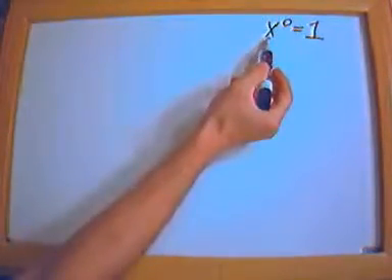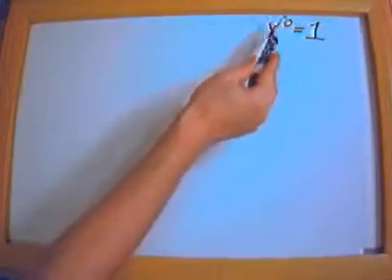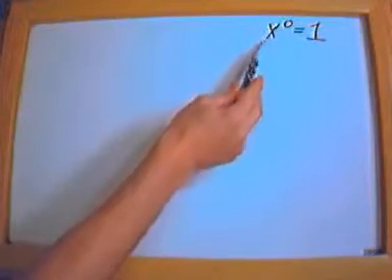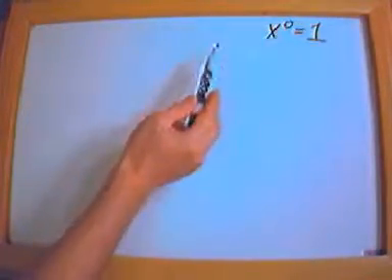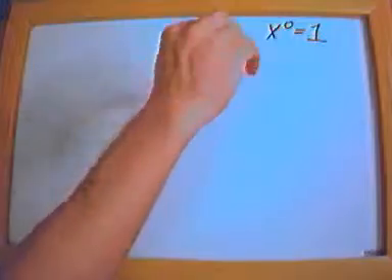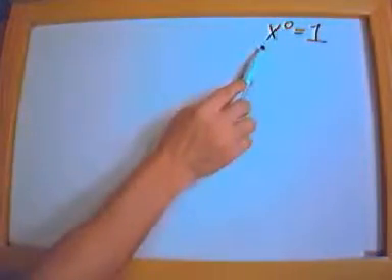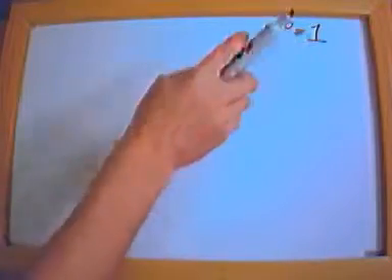Now x here can be anything. X could be 1, so 1 to the 0 is 1. X could be 59, 59 to the 0 is 1. X could be some massive expression in parentheses and the whole thing raised to the 0 power. By definition, anything raised to the 0 power is 1.